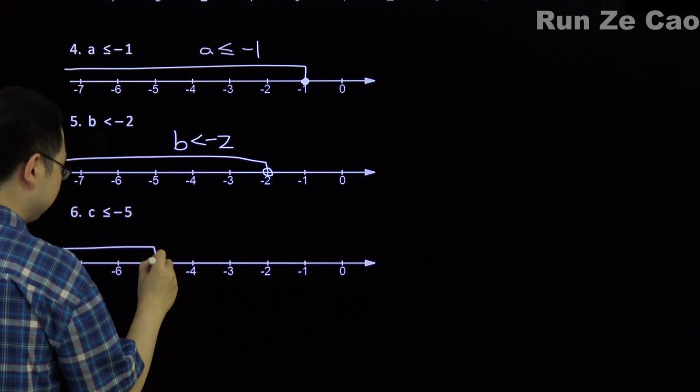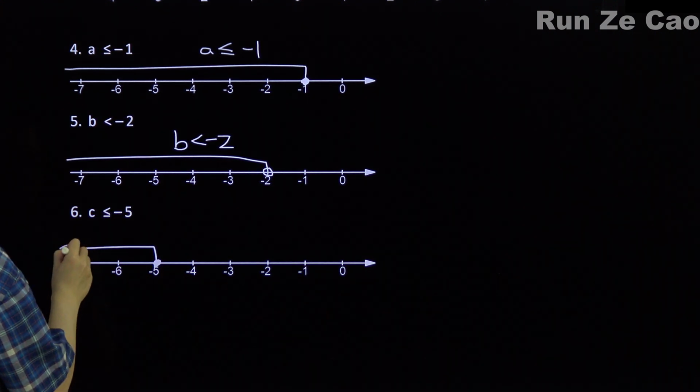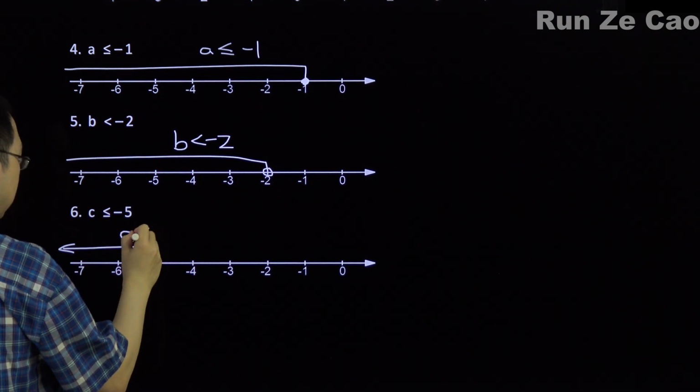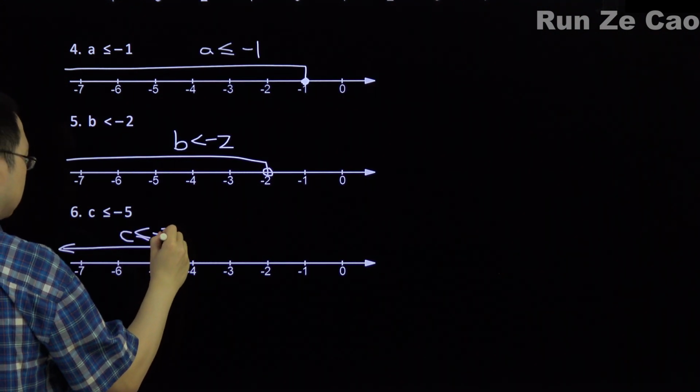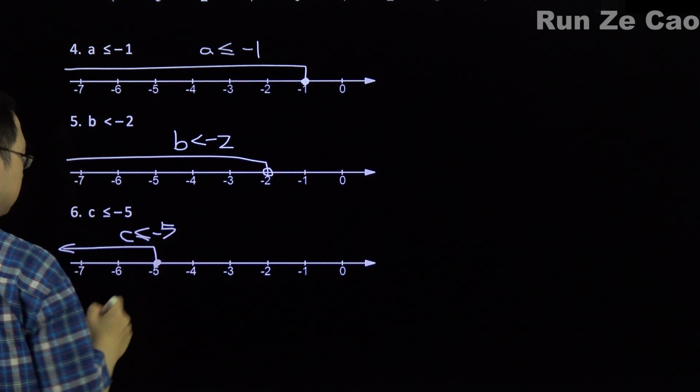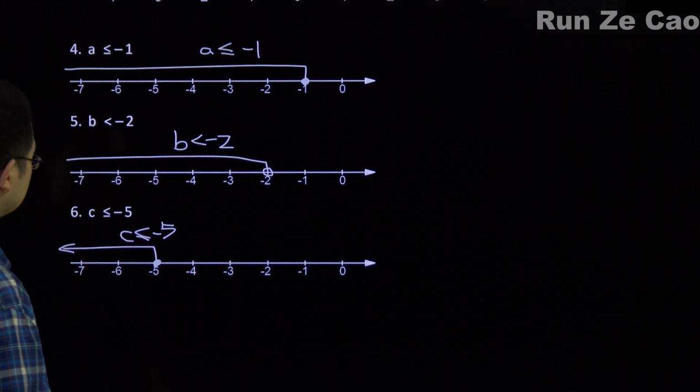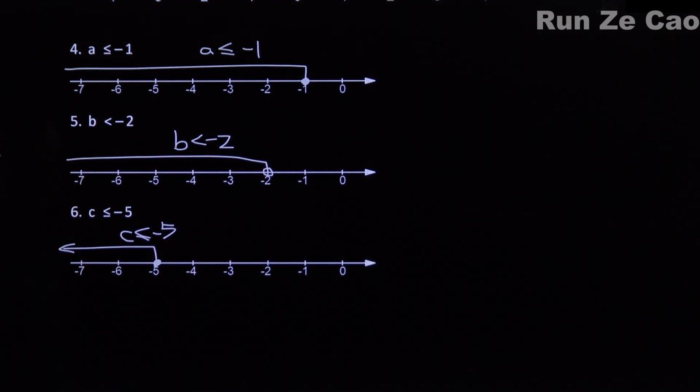So, like this. And of course, you label your inequalities. C is less than or equal to negative 5.